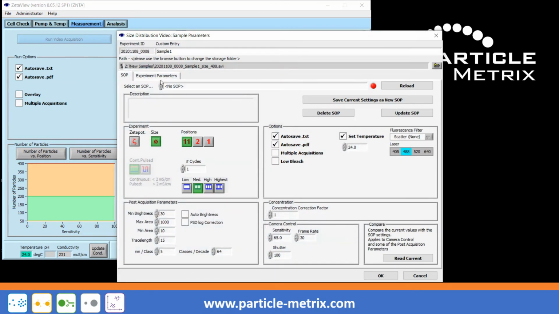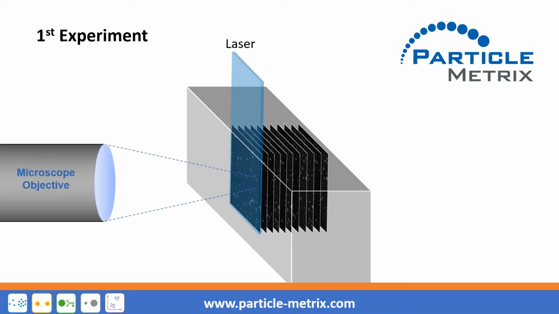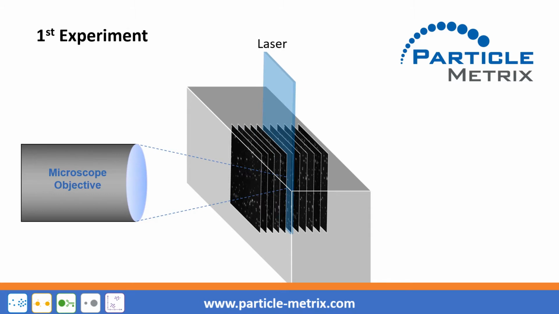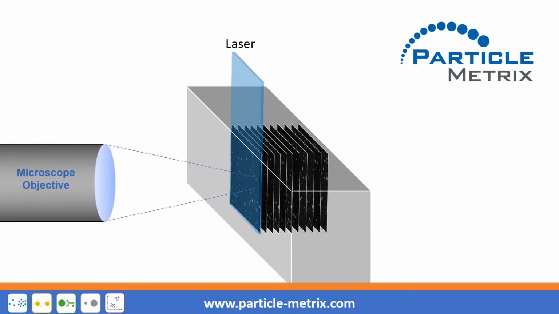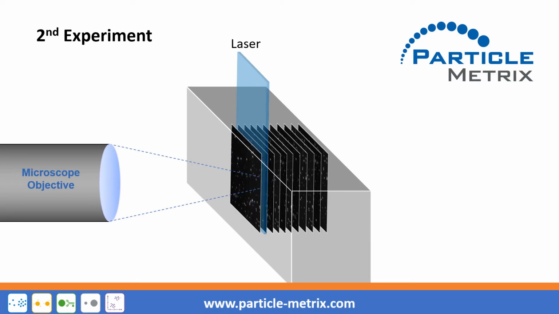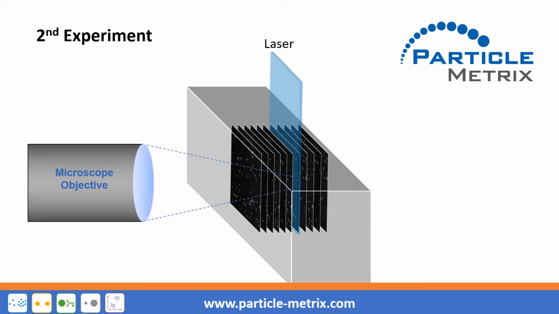We activate the multiple acquisitions function and enter 3 numbers of experiments. The parameters from the previous experiment remain the same. With these settings, the ZetaView device performs 3 independent experiments. In each experiment, the instrument measures our sample in each of the 11 positions.